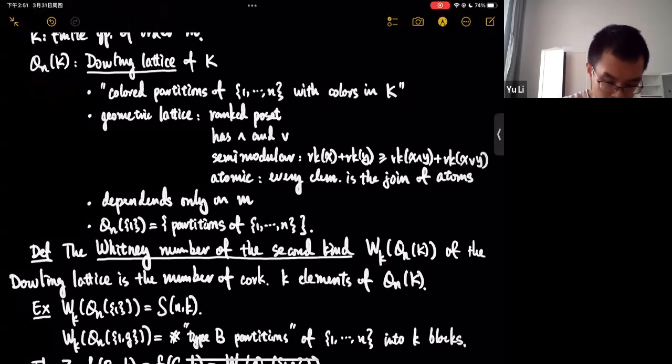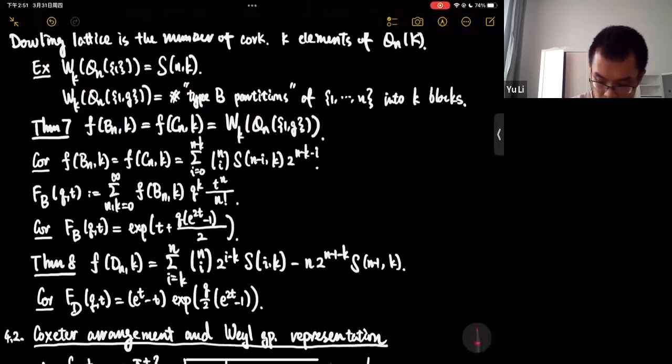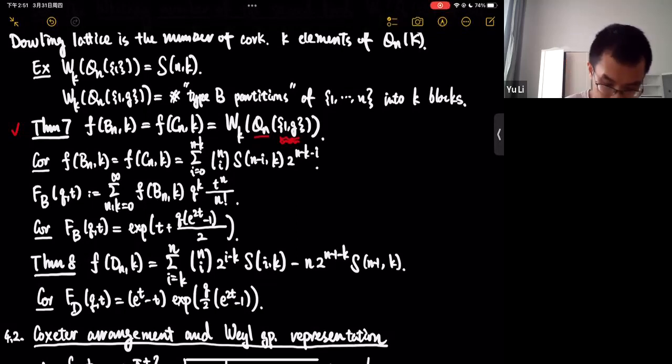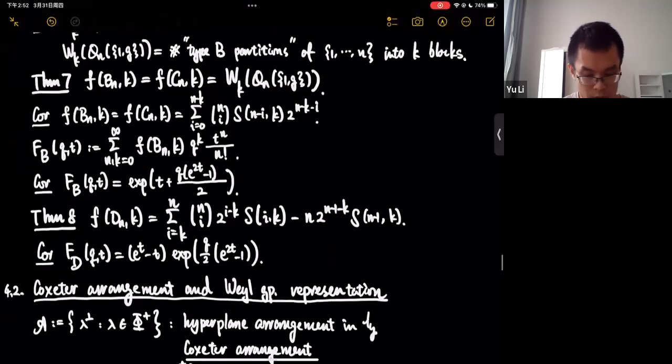Okay, then the theorem here, Theorem 7, says that in types B and C, the number of codimension K cells is equal to the Whitney numbers of the second kind of the Dowling lattice associated to which group? To the group with two elements. So the group Z mod 2Z. Okay, and then as in type A, you can write down closed formulas for the two variable generating function. And in type D, you can play the same game. So I'll omit everything.